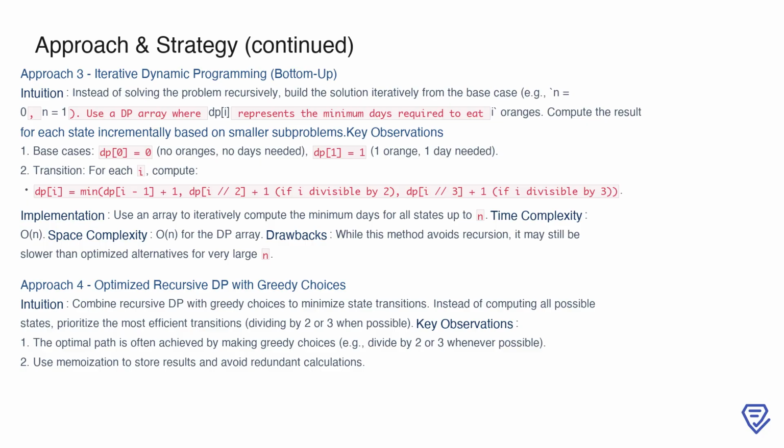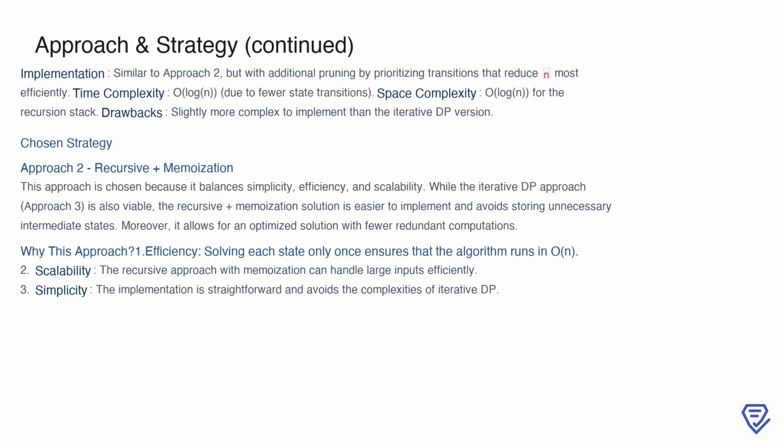While it avoids recursion and is efficient, it may still be slower than more optimized alternatives for very large values of n. An optimized approach combines recursive dynamic programming with greedy choices to minimize state transitions. The idea is to prioritize the most efficient transitions, such as dividing by 2 or 3 when possible, while still using memoization to avoid redundant computations. This method prunes unnecessary computations by focusing only on the most promising paths to reduce n quickly.